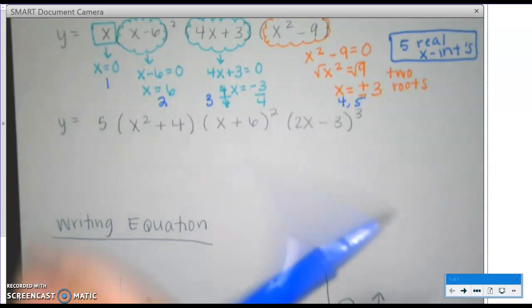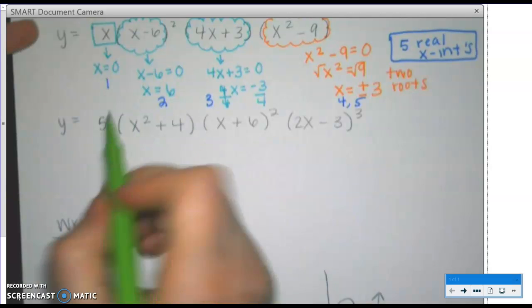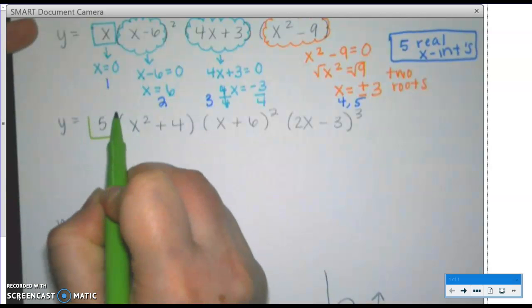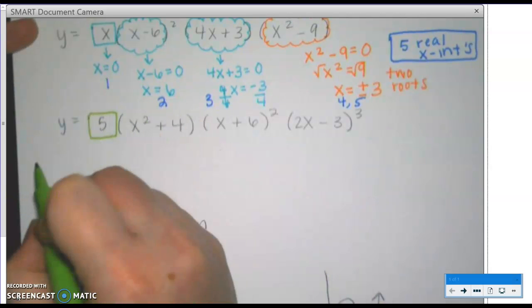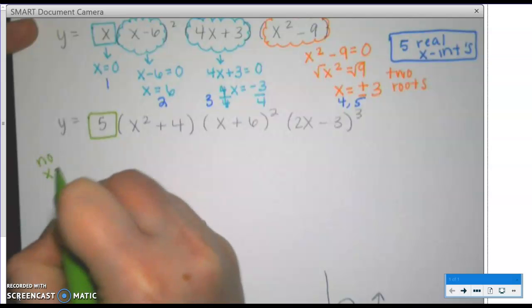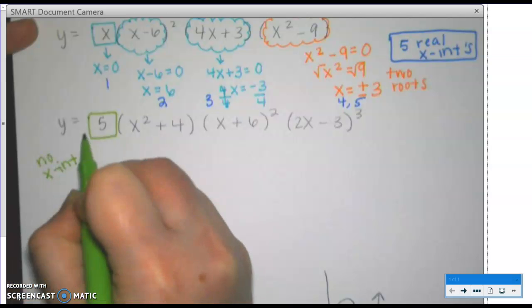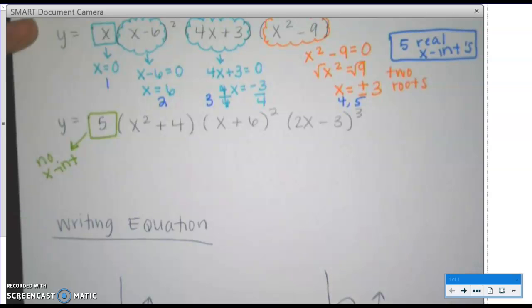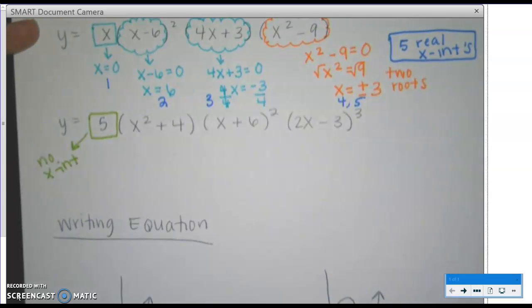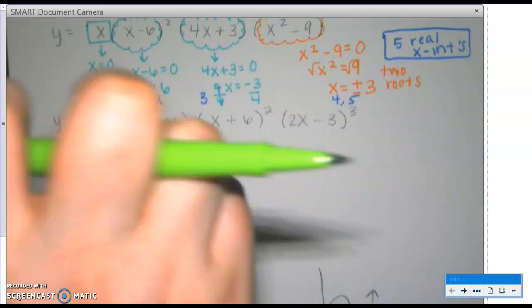All right, so be careful with constants that are out front. This constant is not x, right? It's just 5. A constant number out front has no x-intercept associated with it because there's no x. X-intercepts have to come from factors that actually have an x. So that's not going to count.